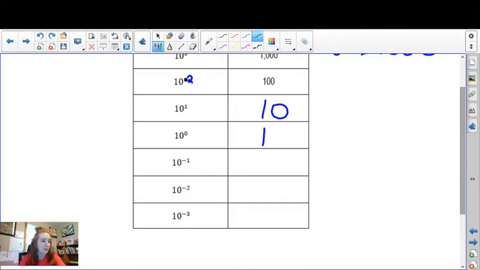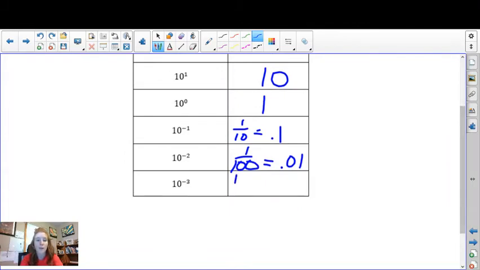Now to do negative exponents, that's when I start getting into fractions and decimals, because remember, any fraction is just a decimal. So this one is 0.1, which is just 1 over 10. And then this is 1 over 100, which is equal to 0.01. And then I have 1 over 1,000, which is equal to 0.001.